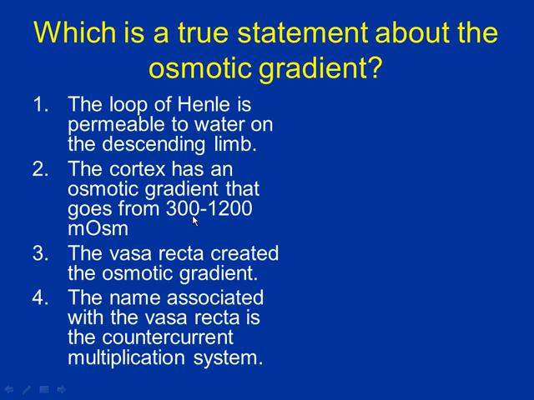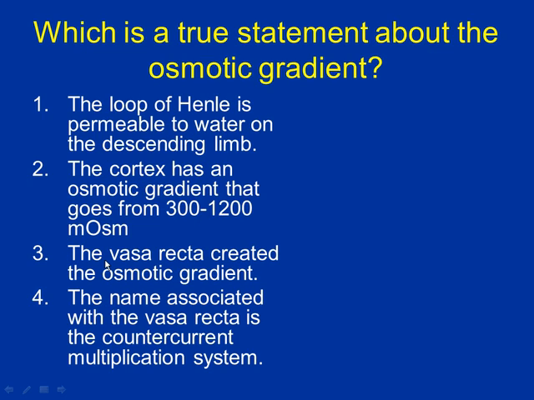Right, number 2. Cortex has an osmotic gradient that goes from 300 to 1200. What do you know about the cortex? It's always consistent with the blood. It's isotonic at 300. What actually changes from 300 to 1200? The medulla. Yep, so you can cross that one out.